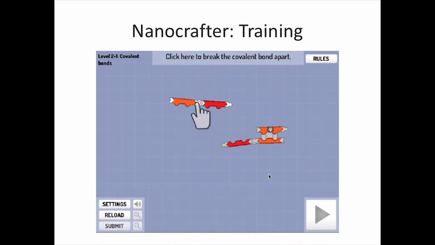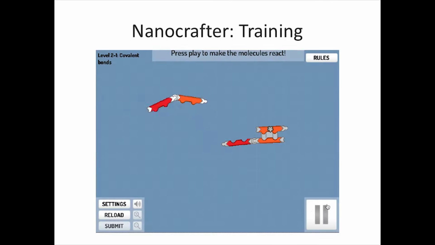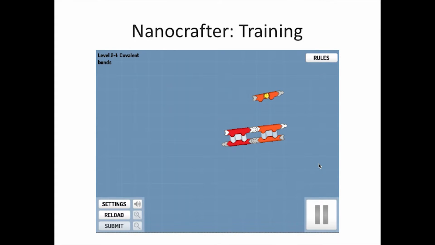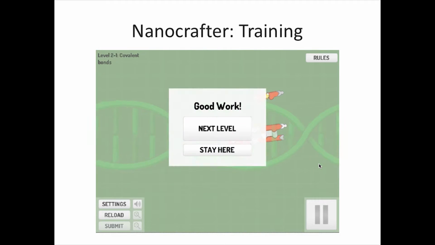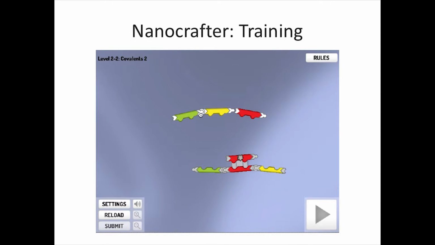Nanocrafter has a similar set of tutorial levels that, again, have relatively simple DNA systems that we want the players to build, and there are hints that guide them through it, teach them how to rearrange the structure, how to break things apart, how to connect things, how to run the simulator. And again, they get more and more complicated as things go on.